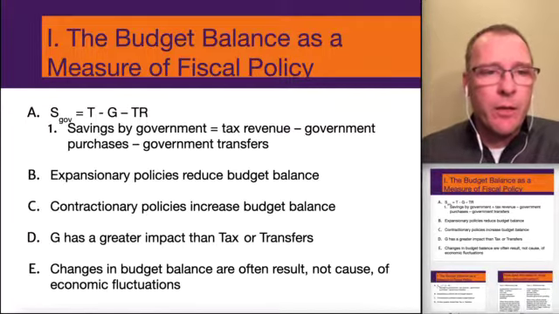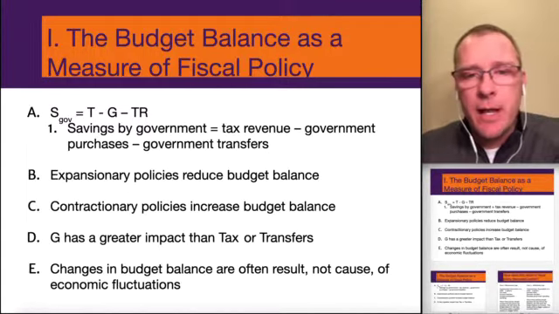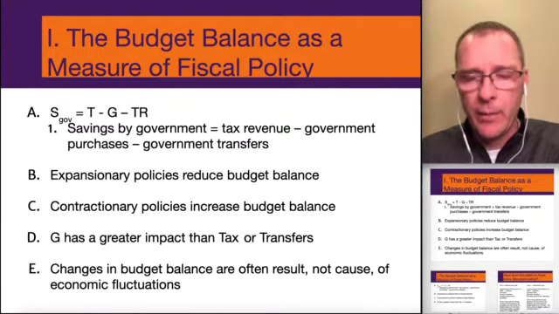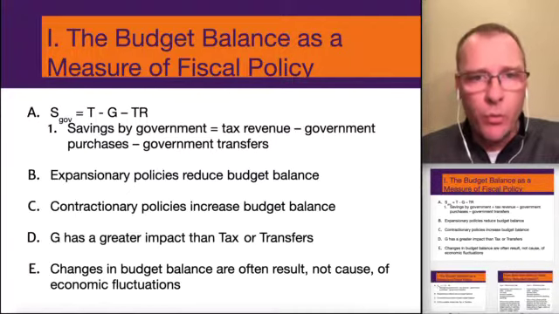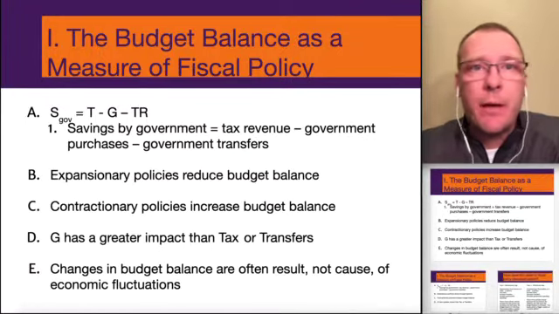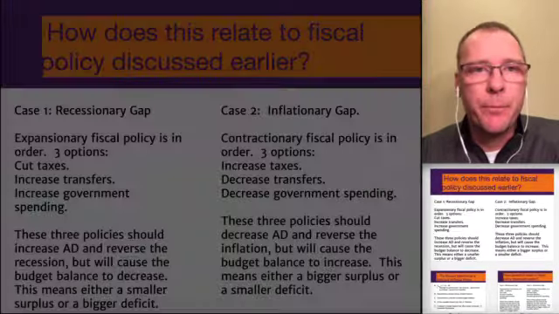As you look at the budget balance as a measure of your fiscal policy, just remember in this one that government spending has a much greater impact than taxes or transfers. If you're looking at doing something like cutting taxes or reducing transfer payments, etc., the money multiplier isn't going to be as great as if you were doing something like cutting spending or spending more. The money multiplier just works in a greater capacity in that regard.